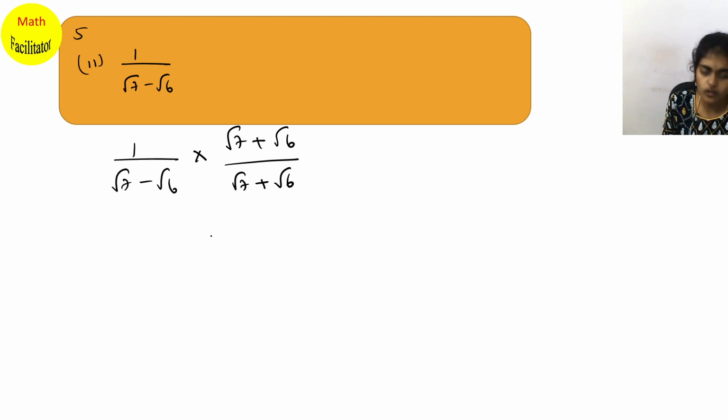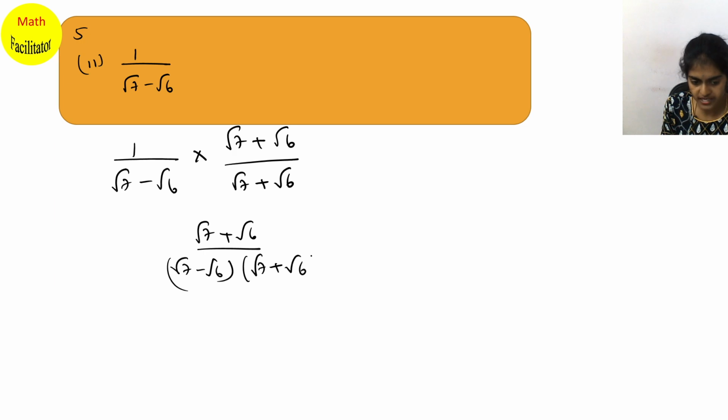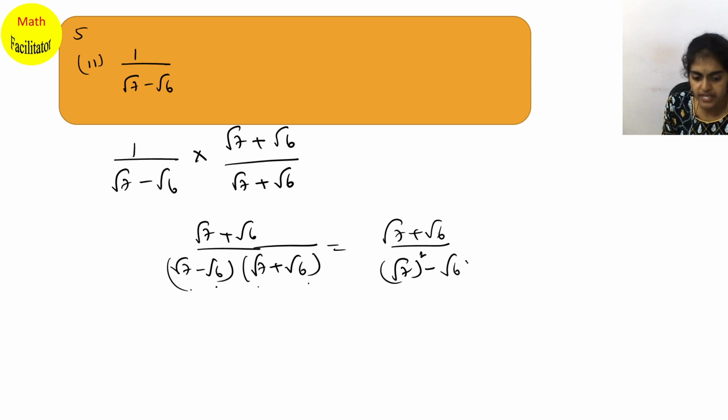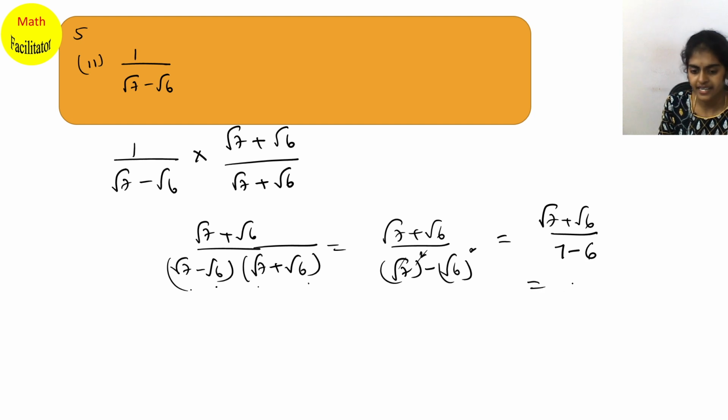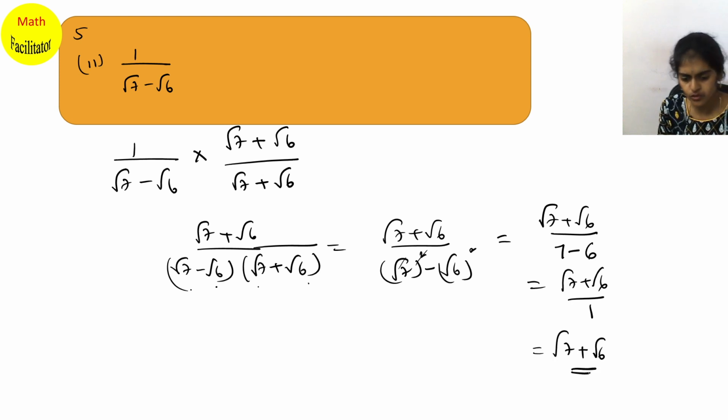So 1 into root 7 plus root 6 is root 7 plus root 6, divided by, this is again, root 7 minus root 6 into root 7 plus root 6. So that is equal to root 7 plus root 6 divided by, it is like a minus b into a plus b. So can I again use this formula, a square minus b square? That is equal to root 7 plus root 6 divided by, square and square root cancel, so I have 7 minus 6. 7 minus 6 is 1. So here also the denominator is rationalized, or you can simply write it as root 7 plus root 6.